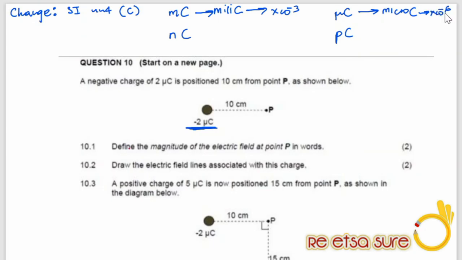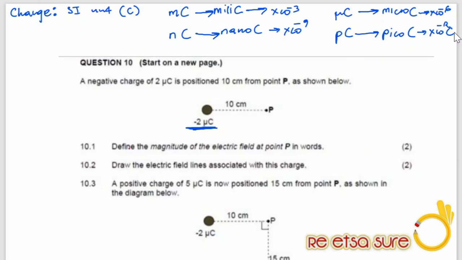I hope you are following, my beautiful learners. And then for n, what is n? n is nano C. And what is the value for nano? It is times 10 to the power of negative 9. And then lastly, my beautiful learners, we have p. p is pico C. And what is pico? Pico is equivalent to times 10 to the power of negative 12 C.